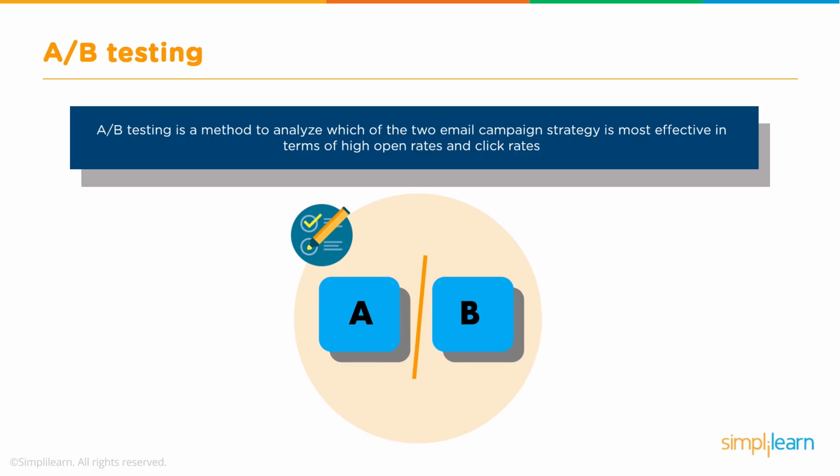In A/B testing, you can send out 2 emails. You can send out 2 subject lines. You can send out 2 call to actions. What you're really doing is testing one against the other. That's what A/B testing is.